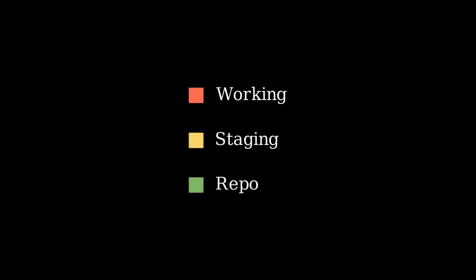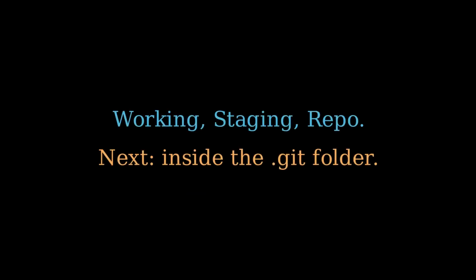Next, we open the .git folder. 3 states, 3 colors, that is local Git. Next, inside .git.